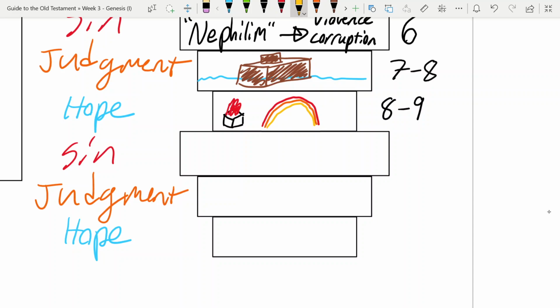Am I doing this in the right order? I don't know. I don't even have a purple one up right now. You're just going to have to be content with that.